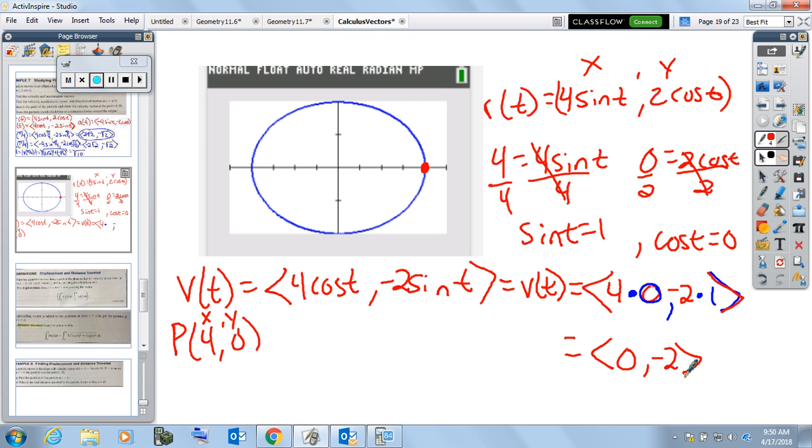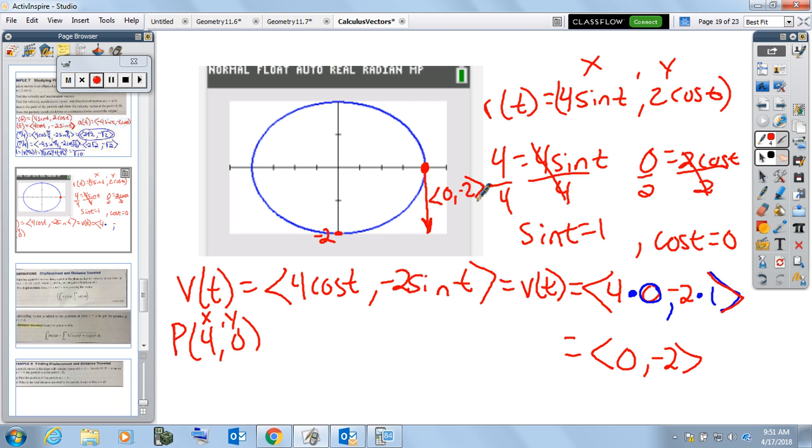So let's show this. If I'm going no units left or right, and I'm only going 2 units down, well, simply put, then our velocity vector, if this is negative 2 down here, I'll extend it out a little bit longer, there's what our velocity vector looks like at the point 4, 0.